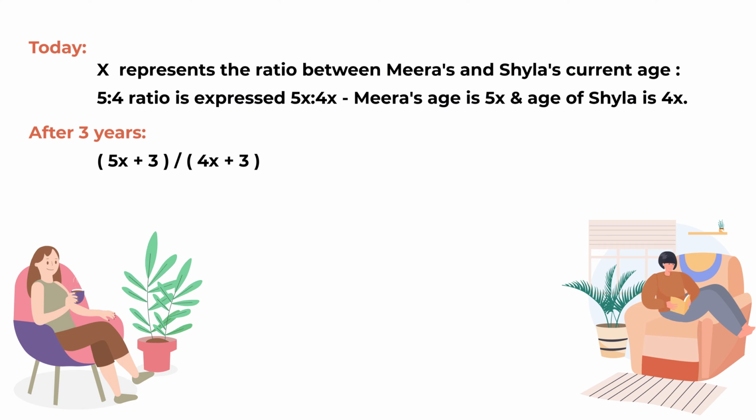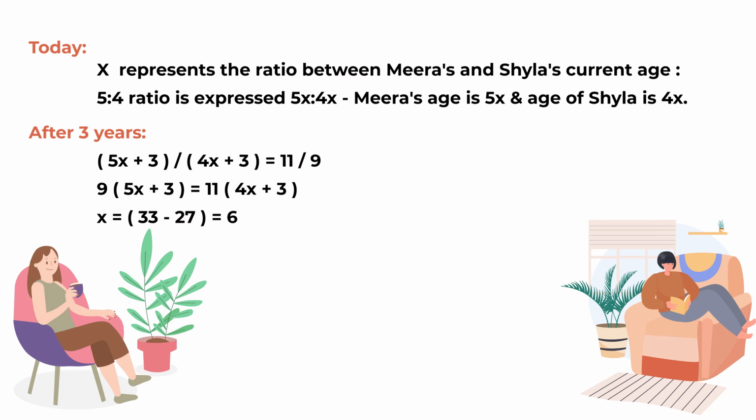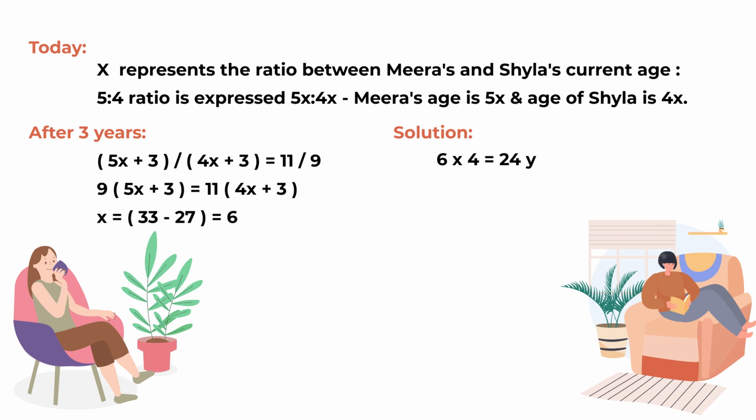After simplification, we will have 9 multiplied in parentheses 5x plus 3 equal 11 multiplied in parentheses 4x plus 3, which means that x will be equal to 33 minus 27, which would be equal to 6. So to calculate the present age of Shiloh, we need to multiply 6 by 4, which was her ratio in the initial equation for the current age, which would be equal to 24. So the correct answer is choice B, 24 years old.